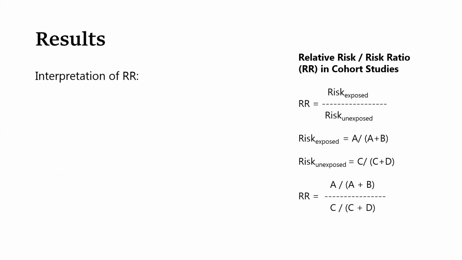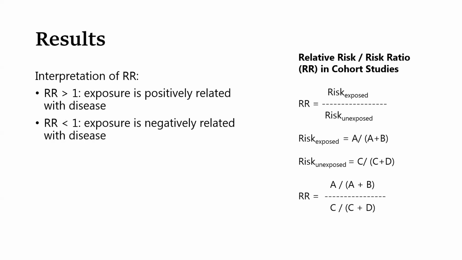Keeping in mind the formula of the RR, you would understand that if the RR is greater than 1, that would mean the risk in the exposed is greater than the risk in the unexposed. Hence, the exposure is positively related with the disease or outcome. If the RR is less than 1, the exposure is negatively related with the outcome, or we might say the exposure is actually protective or beneficial. If RR is equal to 1, then the exposure is not related with the disease.